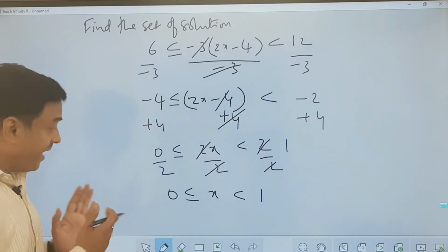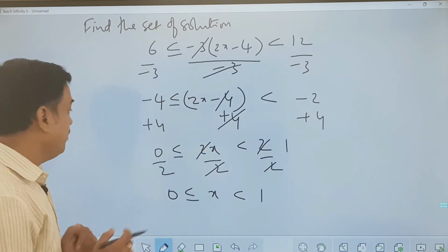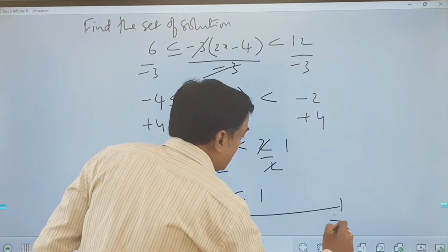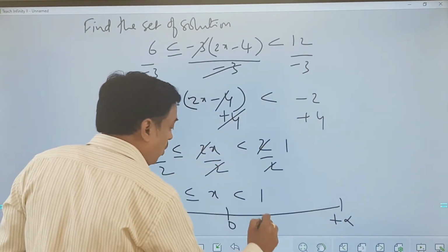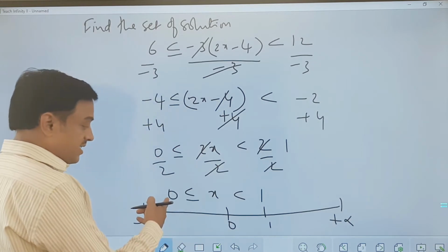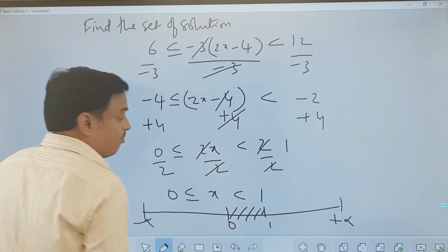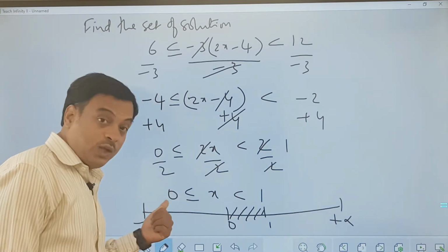Now you can see the value is not up to infinity. It is between a range of numbers. How do we represent this on a graph line here? It is plus infinity, minus infinity, 0, 1, and now 0 is less than or equal to x less than 1. So all the values here, but excluding 1. 1 is excluded, whereas 0 is included.